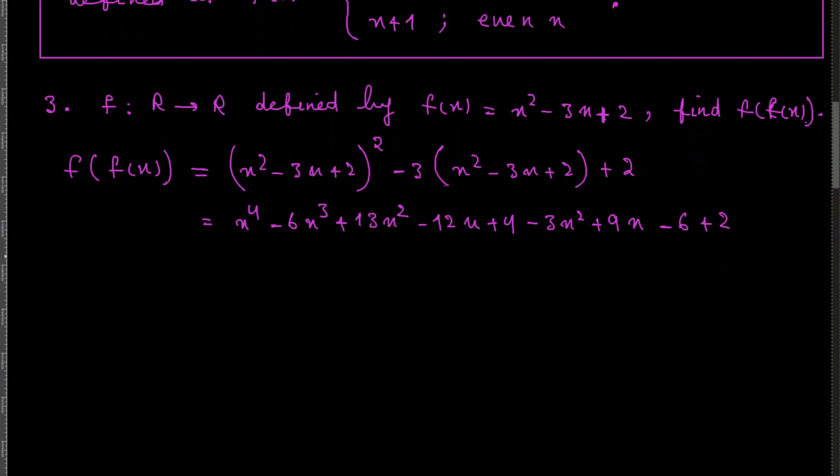If you add all of this together, what you will get is x raised to the power 4, and we have negative 6 times x cubed. Now 13 minus 3 is equal to plus 10 times x squared. You have x over here and x over here. Negative 12 plus 9 is equal to negative 3 times x. And 4 minus 6 is equal to negative 2 plus 2 is equal to 0. So the whole thing becomes x raised to the power 4 minus 6 times x cubed plus 10 times x squared minus 3 times x. And that is the correct answer.